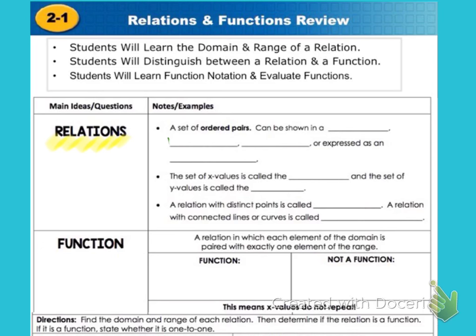Let's start off by defining the word relation. A relation is a set of ordered pairs. Now these ordered pairs have some sort of relationship to each other, so we call them a relation. A set of ordered pairs can be shown in a table, a graph, an equation, or in a mapping diagram.